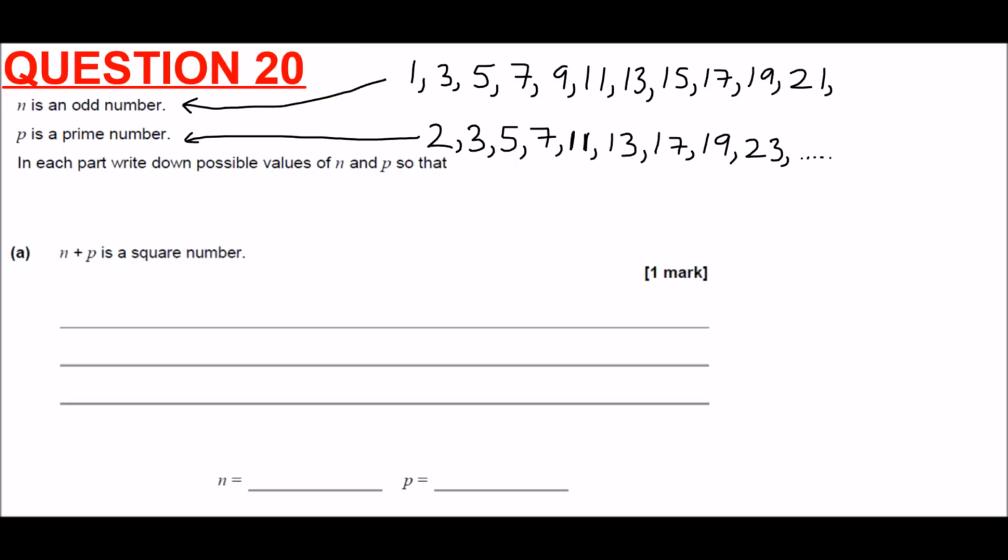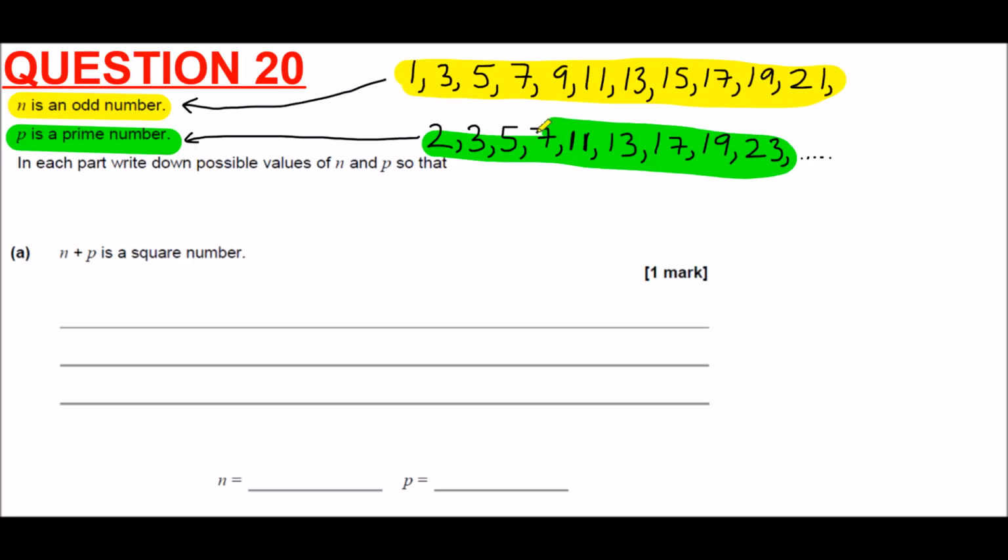So what we've got is odd numbers here. And prime numbers I've just listed underneath. So first of all, we need to pick two of them so that n plus p is a square number. Bear in mind though here, it doesn't say that n and p need to necessarily be different. All it means is that n must be an odd number and p must be prime.